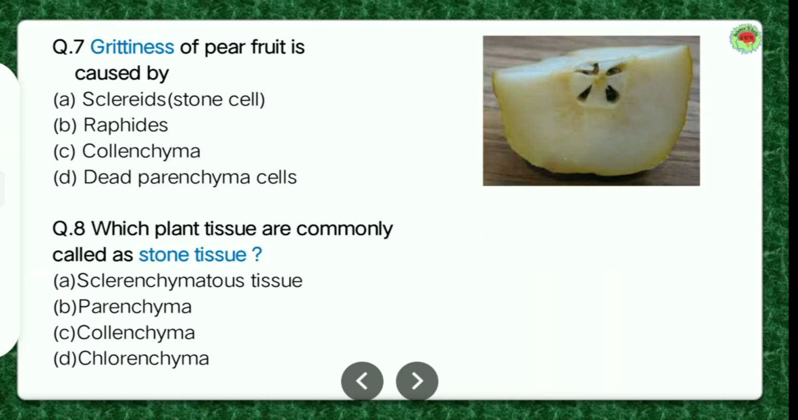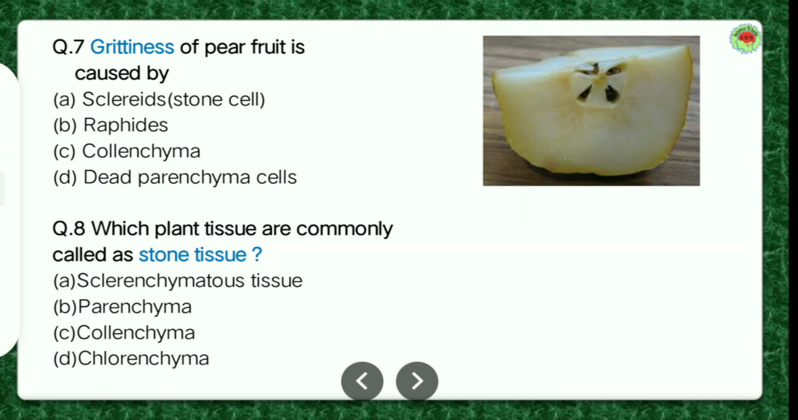7. Grittiness of pear fruit is caused by. Now grittiness, it's a hardening of pulp of the fruit. Okay, so there are 4 options. A is sclereid, that is stone cell. B, raphides. C, collenchyma. D, dead parenchyma cell. So the correct option for grittiness of pear fruit is sclereid.